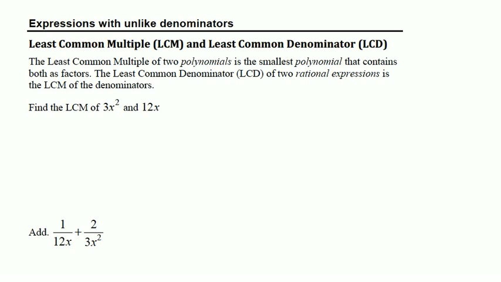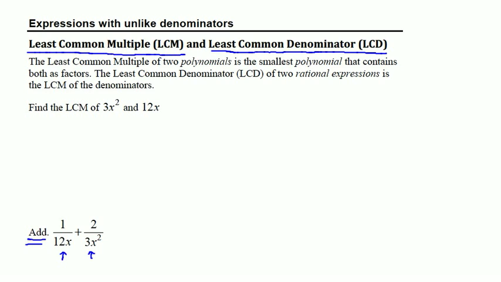For expressions with unlike denominators, we're going to need to first get a common denominator. So in this example down here, add 1 over 12x plus 2 over 3x squared. We can see that these denominators are not the same. So the first thing that we're going to need to focus on is finding what's called the least common denominator, or LCD, and this is based on a principle called least common multiple, or LCM.